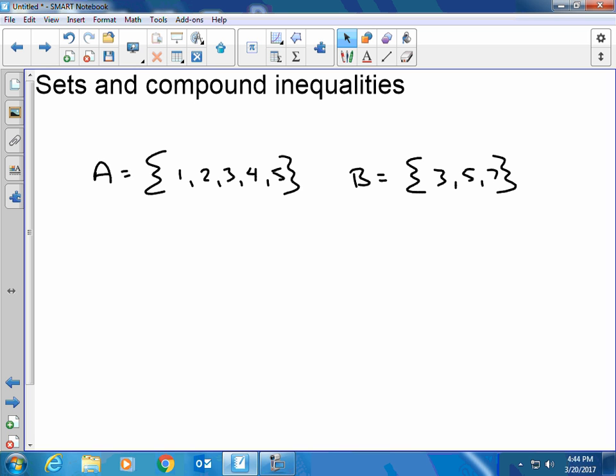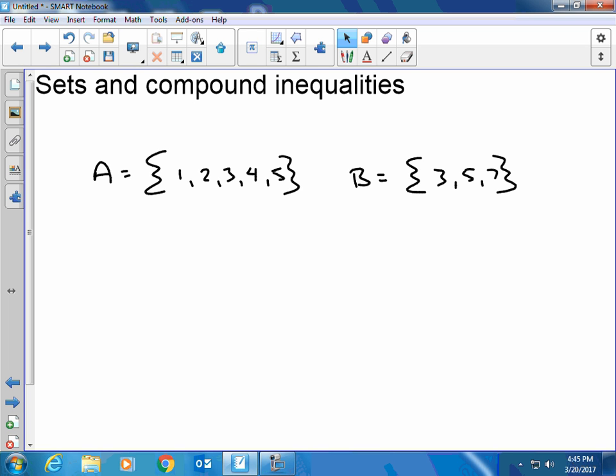First thing, sets. What is a set? You've seen sets in a lot of different places. You've seen things like the set of all integers, the set of all whole numbers, the set of all real numbers, and so on. You've seen sets before. So let's talk a little more specifically about some notation about sets.